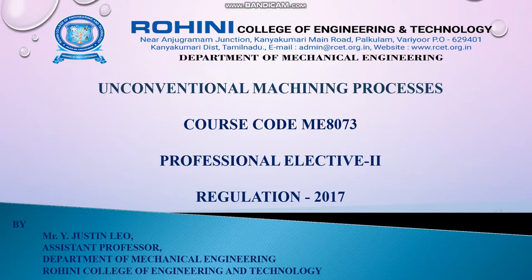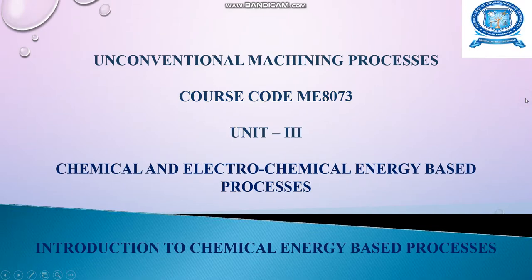Welcome to this unconventional machining process course. The course code is ME8073 and it is a professional elective 2 for the mechanical engineering students, regulation 2017. In this video session, we'll be studying the third unit, that is chemical and electrochemical energy-based processes.